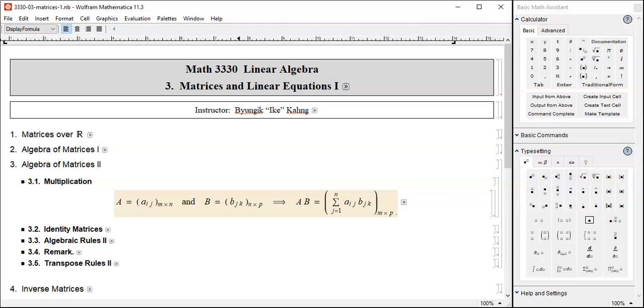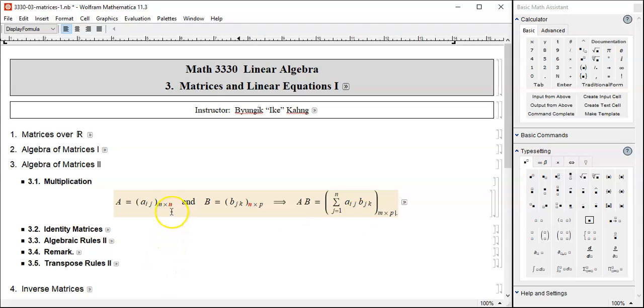This is the definition. Matrix A, which is an m by n matrix, which I'm highlighting now, and matrix B is an n by p matrix. And the product, A times B, is an m by p matrix and defined like this, exactly like the scalar product. Indeed, the scalar product is embedded in there.